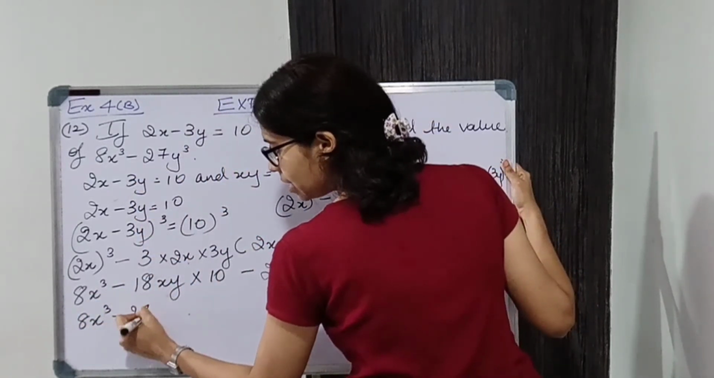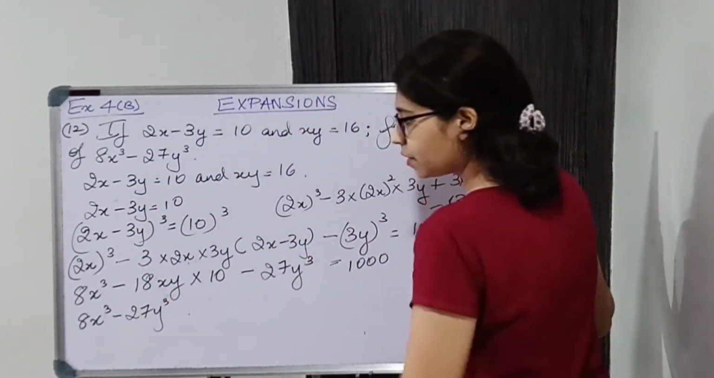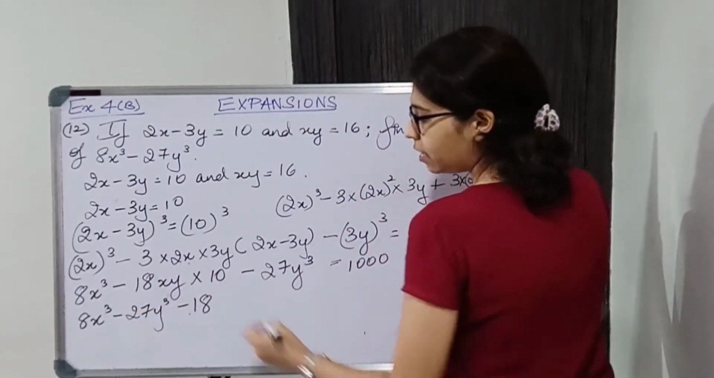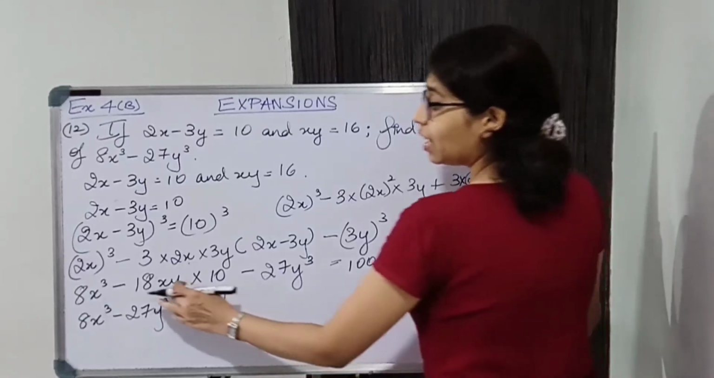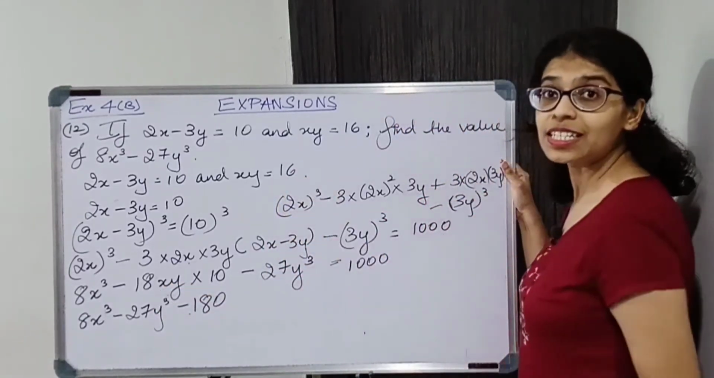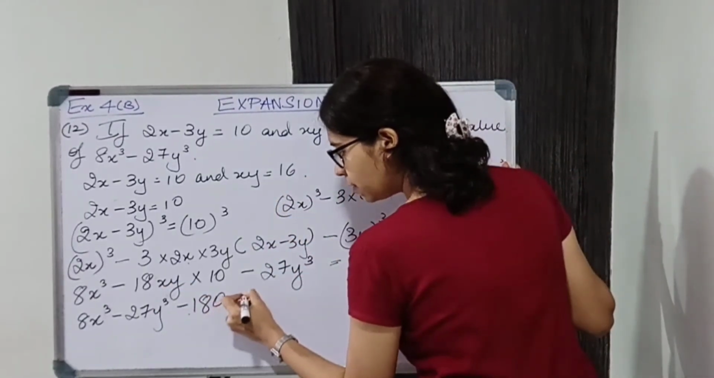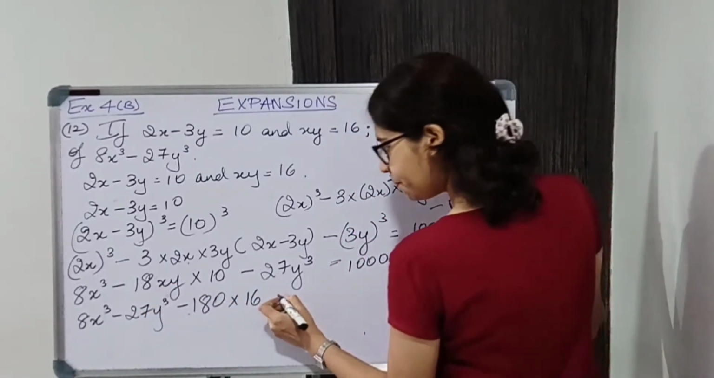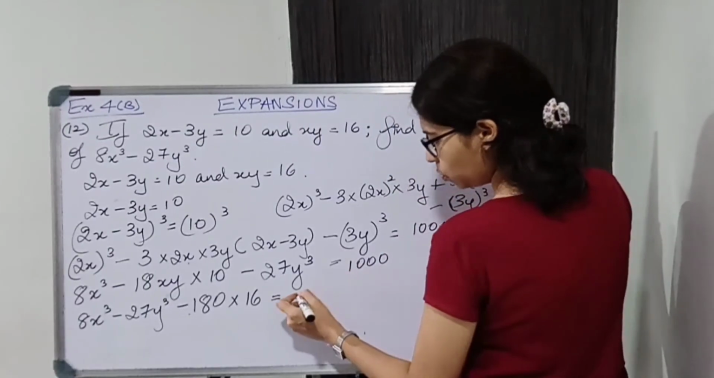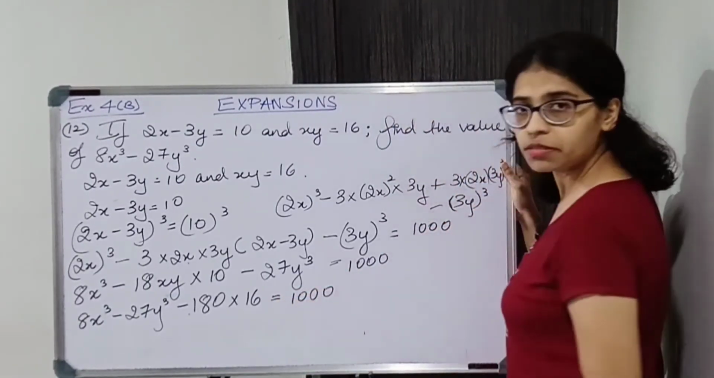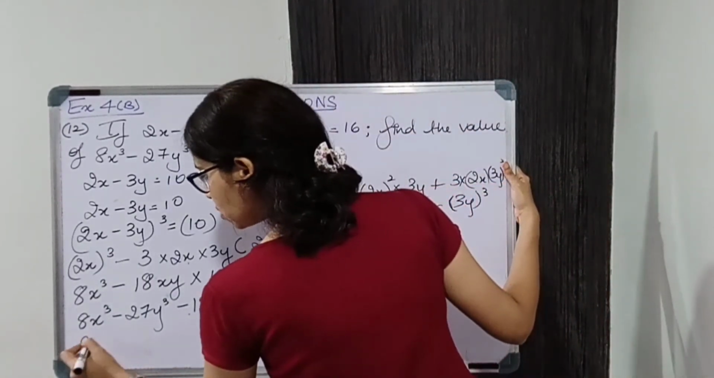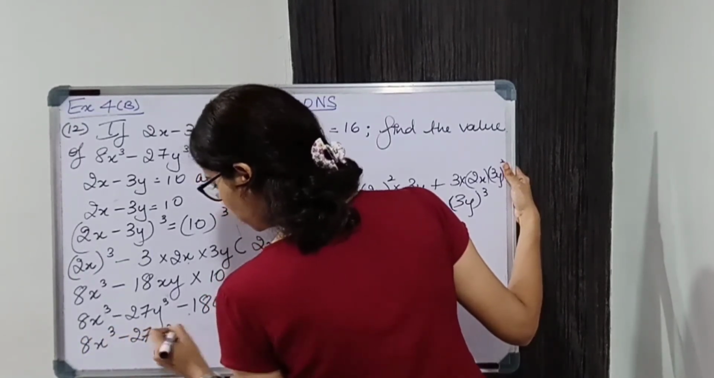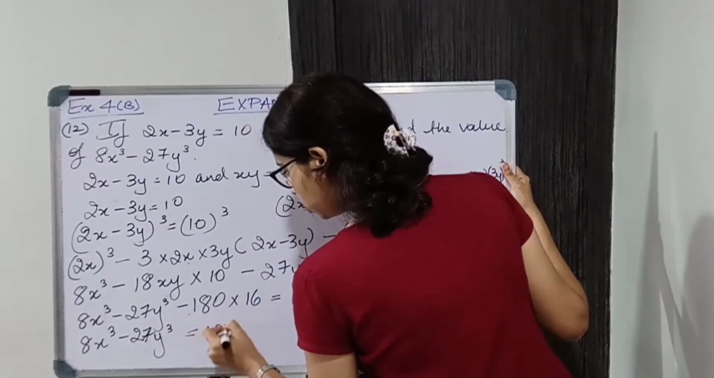So I'll group these. ठीक है. Now coming to this part. 18 into 10 is 180. xy, इसका value is 16. So I'll substitute the value. xy is 16. So 8x cube minus 27y cube is equal to 1000.